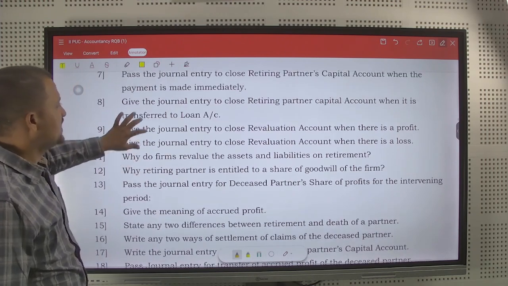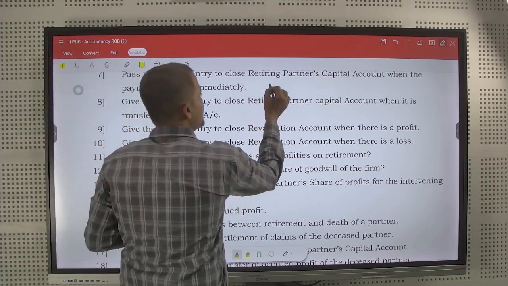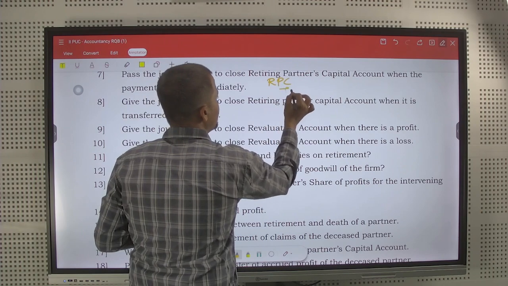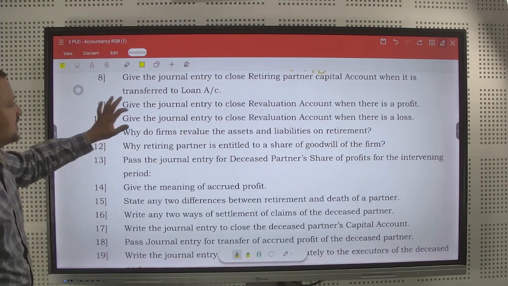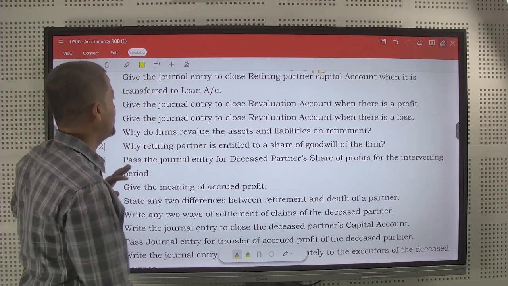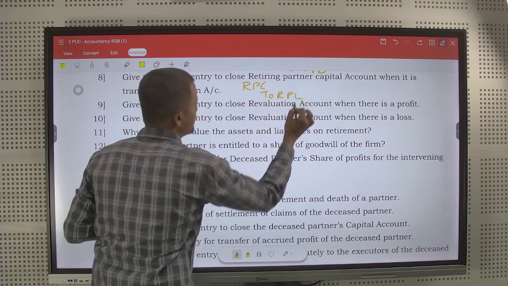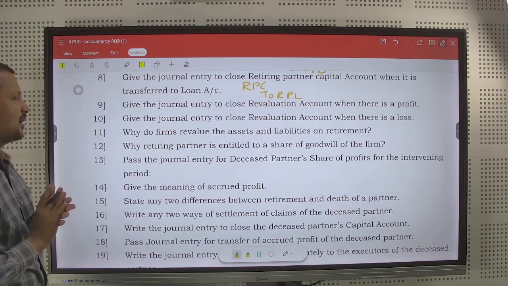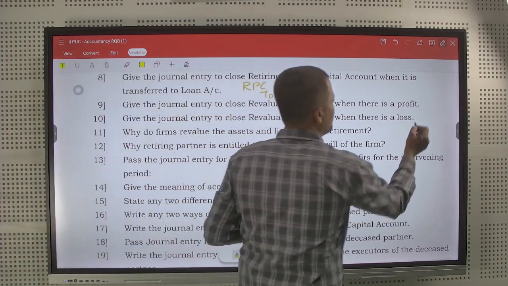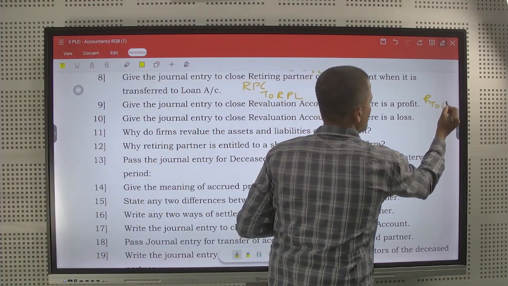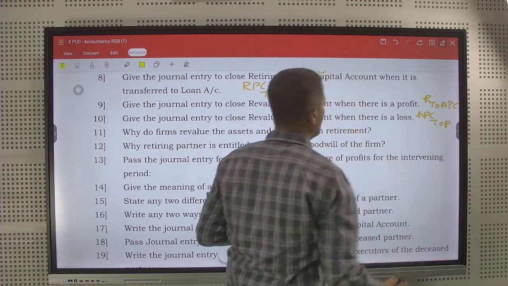Then, pass the journal entry to close the retiring partner capital account when the payment is made immediately. Then it will be RPC, that is retiring partner's capital account debit to cash or bank account. Give the journal entry to close retiring partner's capital account when it is transferred to loan account. It will be RPC to RPL, that is retiring partner's capital to retiring partner's loan account. Give the journal entry to close revaluation account when there is profit. It is revaluation to all partners' capital, and when there is loss, all partners' capital account debit to revaluation account.